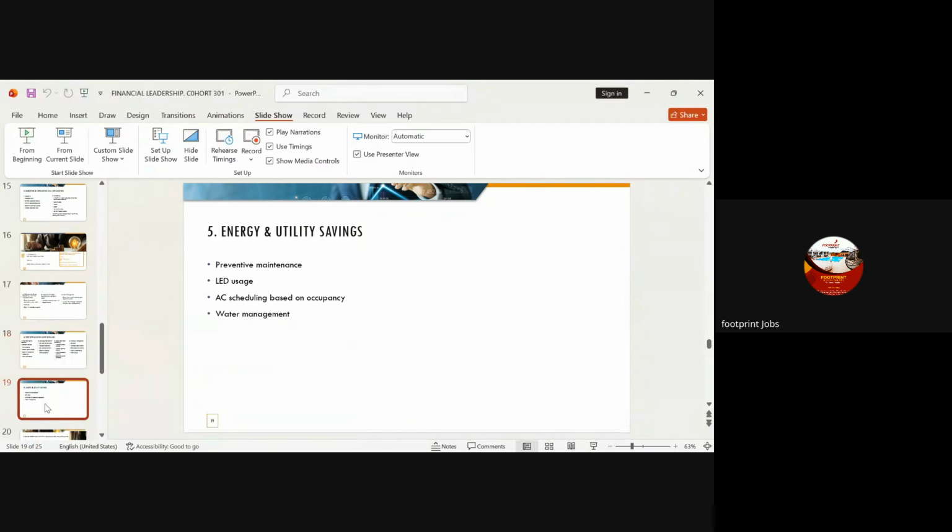Okay, then number 5, we have here energy and utility saving. So this is still under cost optimization. How do you optimize cost through these areas? Preventive maintenance. Thomas talked about this last time. How you can use preventive maintenance is when you look for a problem and try to solve it before it even occurs. That's preventive maintenance. You look for a problem and try to solve it before it even occurs.